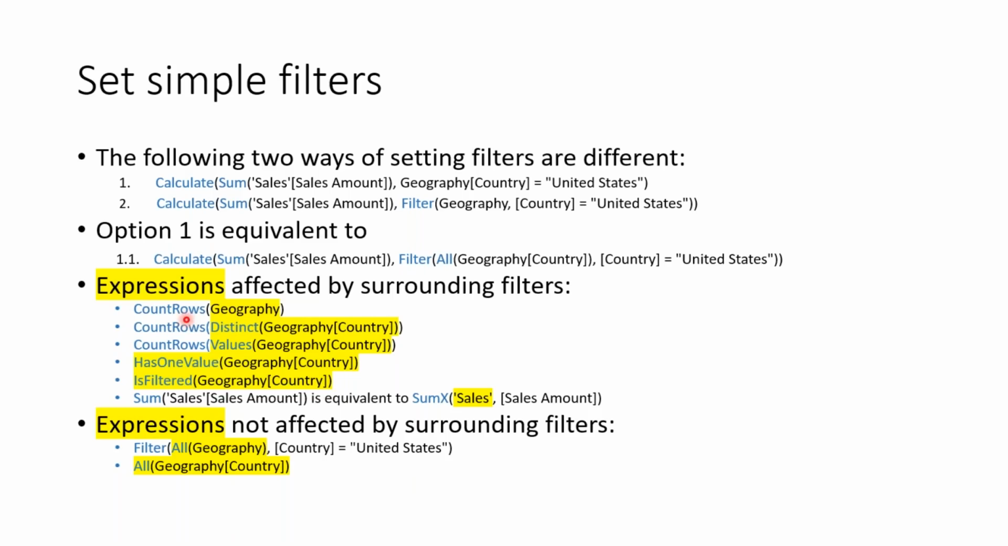So for example, if I say count rows of geography, where geography is a table name, then the highlighted part is filtered by the filters in the filter context. So the geography table here is not the full geography table. It's not all the rows in the geography table, but rather the filtered rows of the geography table. Which filters? It depends on whatever filters you put on the report.